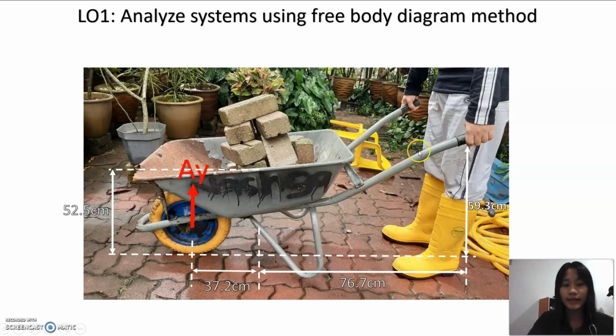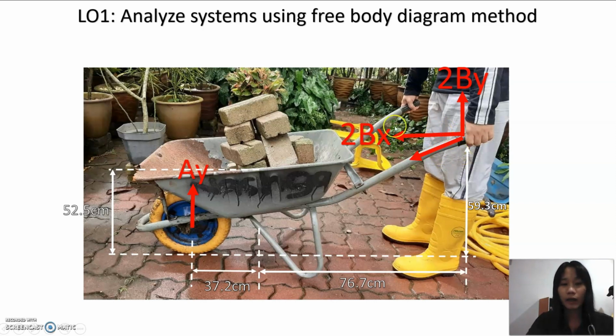Next, there's an external force exerted in this position, and we can resolve it into a horizontal force and a vertical force. However, it doesn't matter if the horizontal force is to the left or right, and the same goes for the vertical force, upward or downward. When we get a negative sign from the calculation, we know that the actual force is directed in the opposite direction from the free body diagram that we drew.